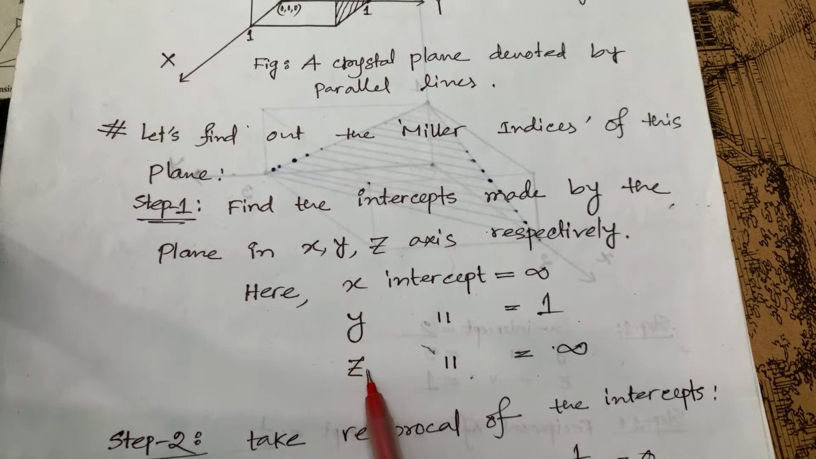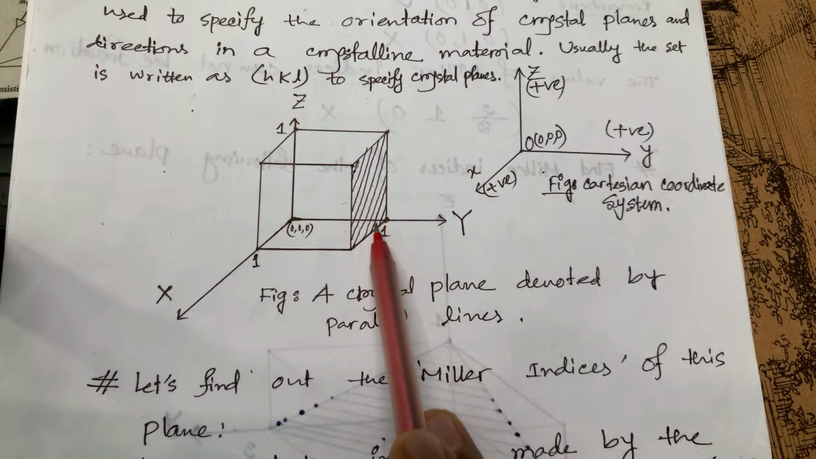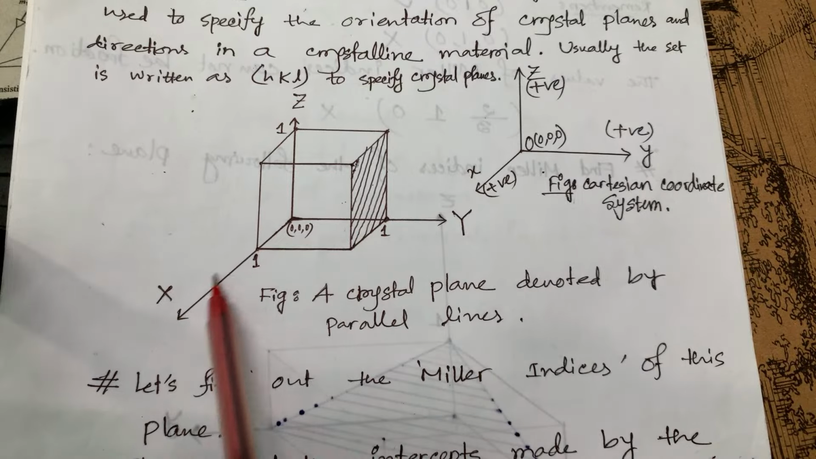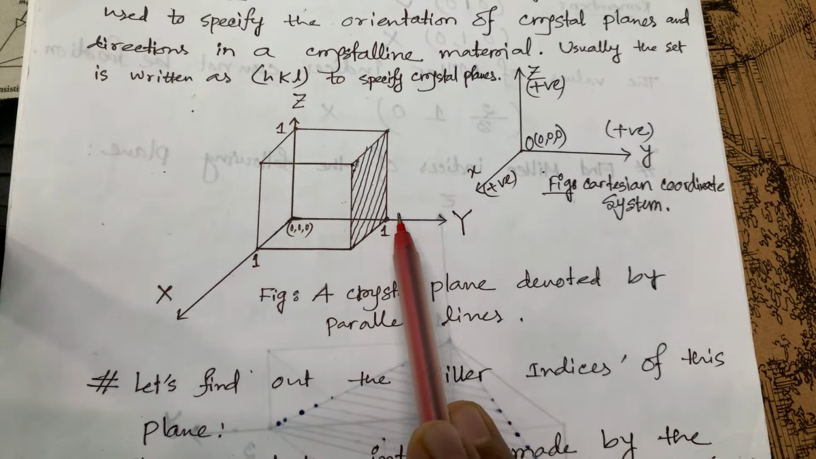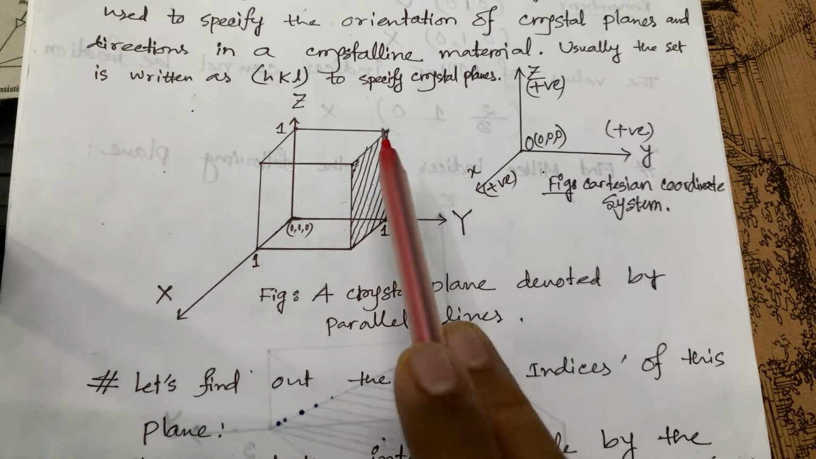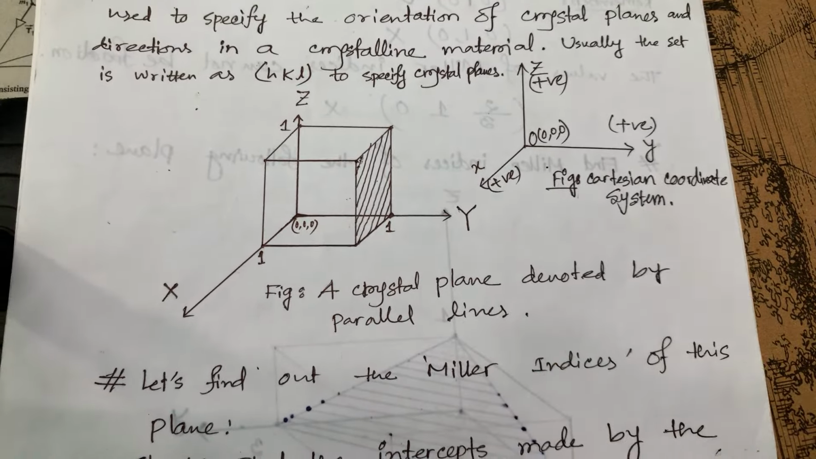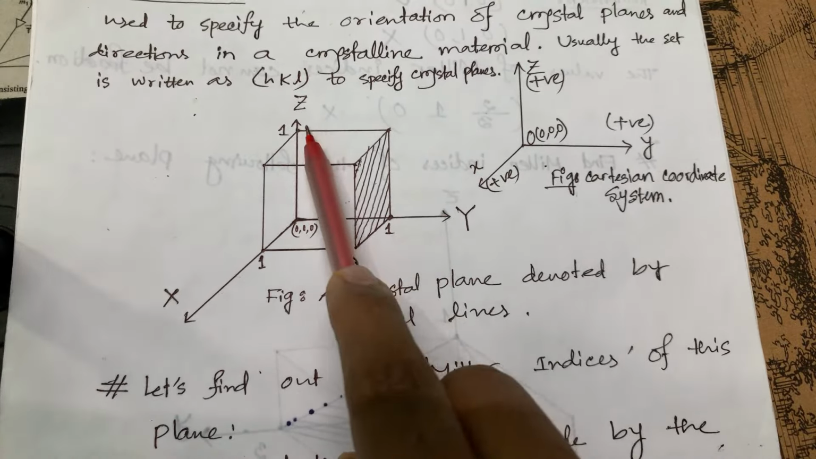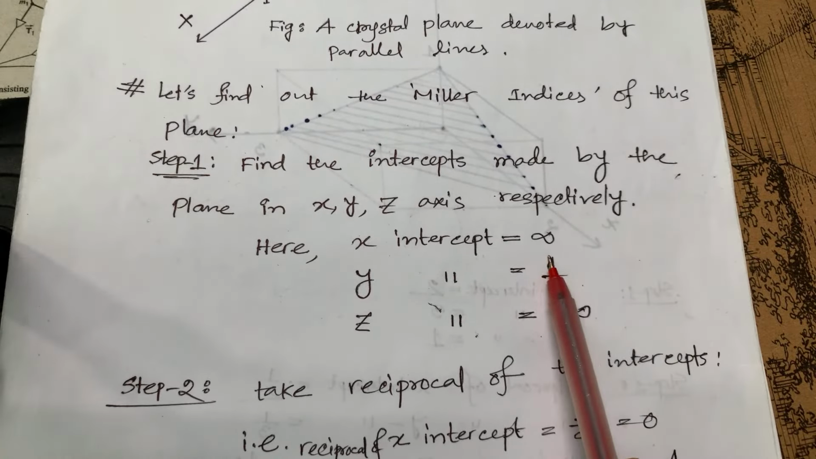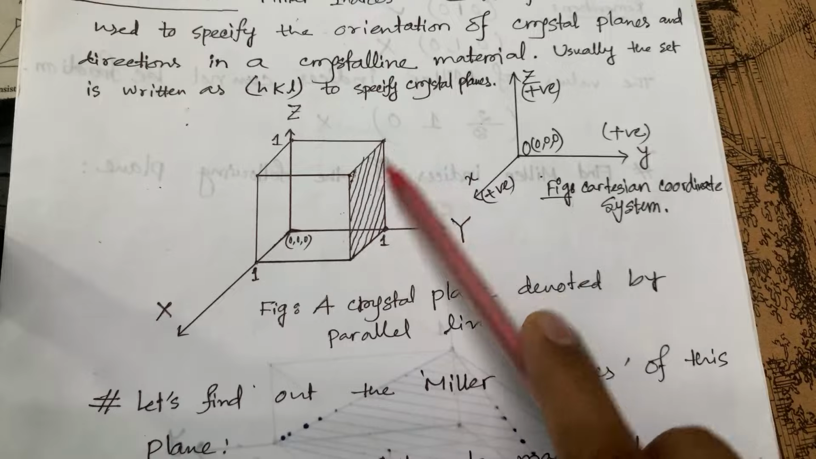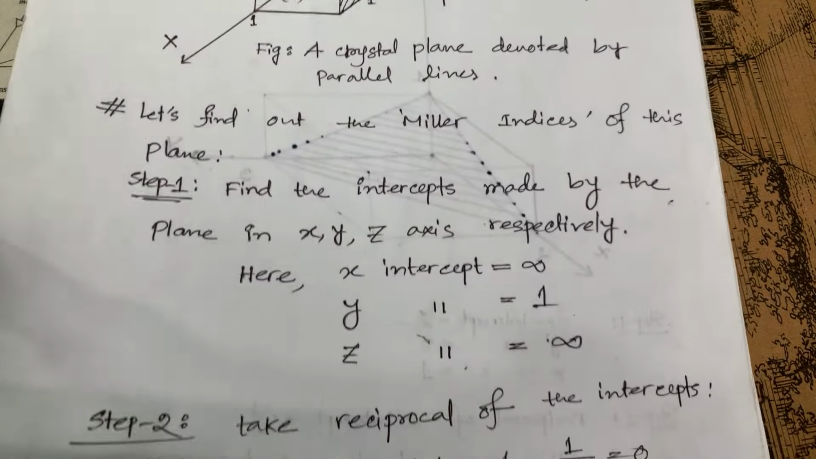Is our x-intercept and z-intercept infinity? Because our plane is very innocent, it doesn't cut the x-axis or the z-axis, meaning that it is parallel. The plane itself is parallel to the x and z axes. So when a plane is parallel to the x and z axes, we say that its intercept is infinity, meaning that at infinity this plane will intersect the x-axis and z-axis. This is what it essentially means.